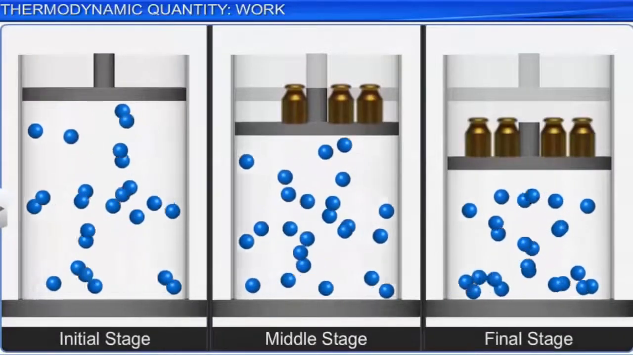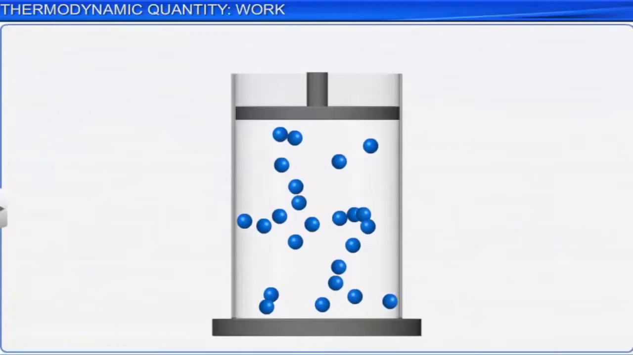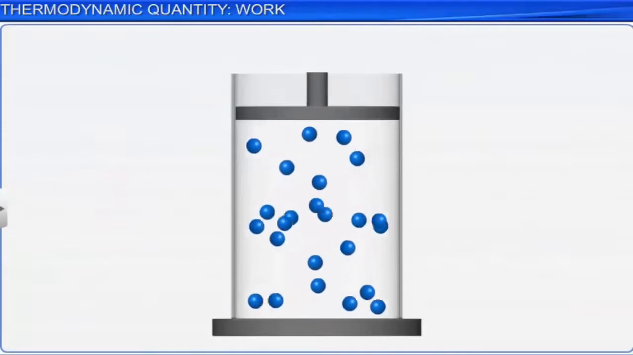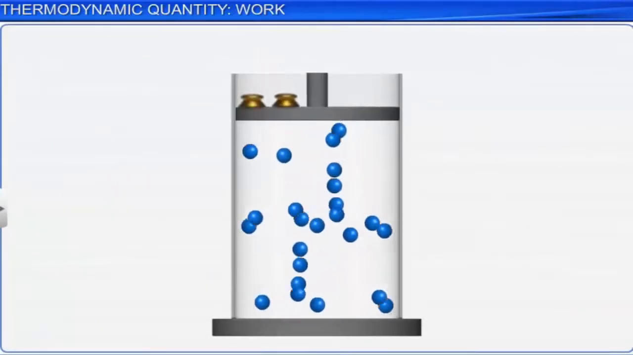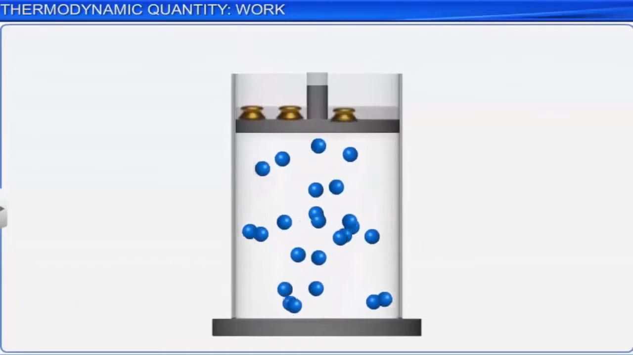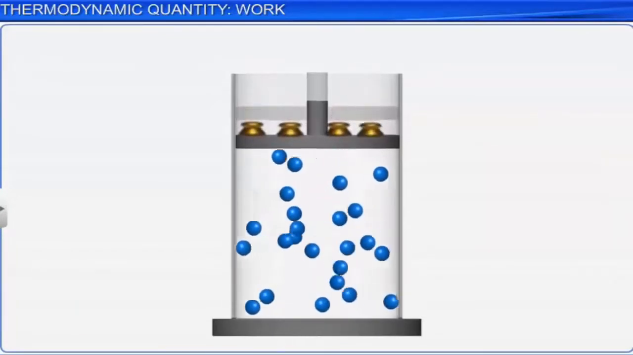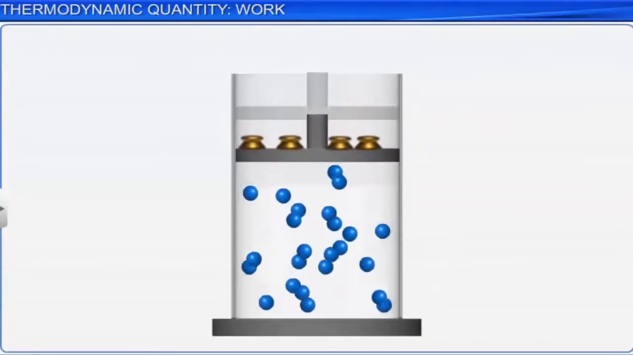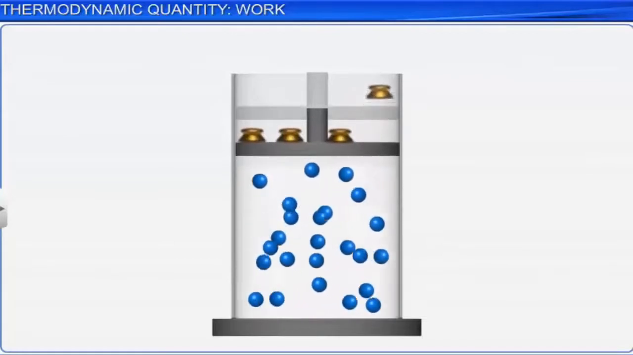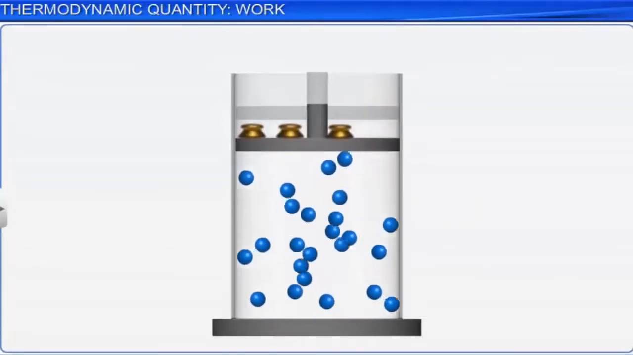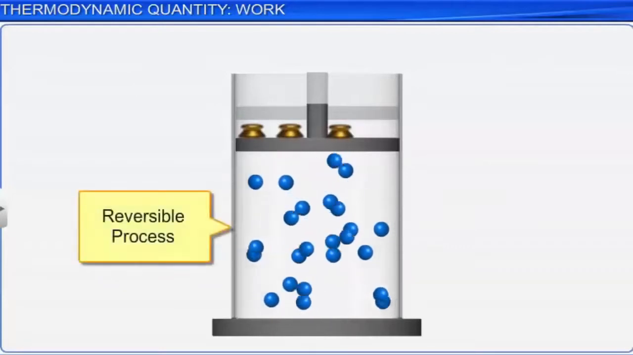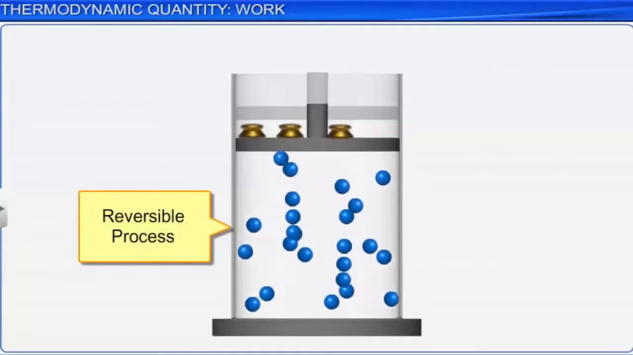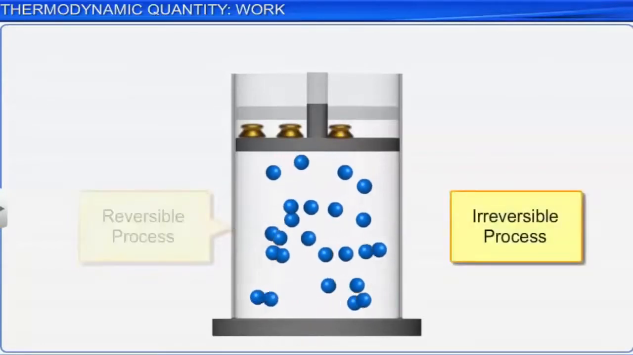To understand this, let's assume that there is a cylinder with a frictionless piston. Now, let's place few grains of sand above the piston and allow the gas to compress by adding one grain of sand at a time. Here, the process is so slow that it can be easily reversed by removing one grain of sand at any time. This is known as reversible process. Processes which are not reversible are known as irreversible processes.